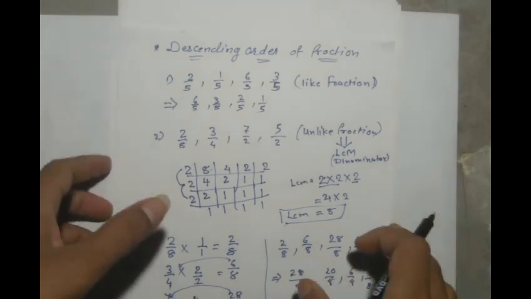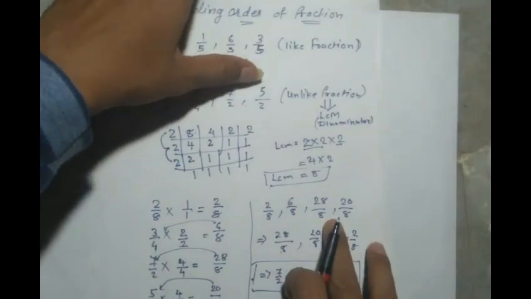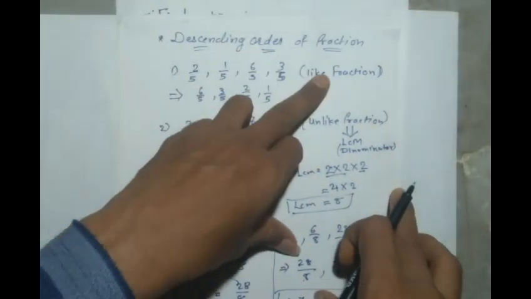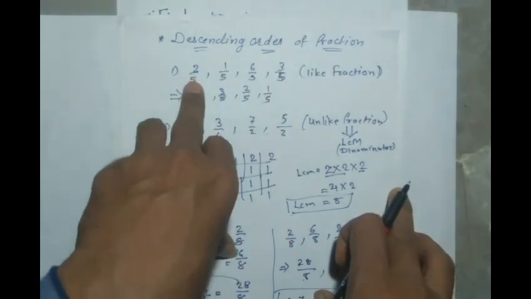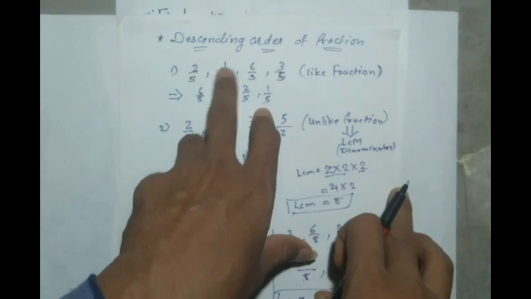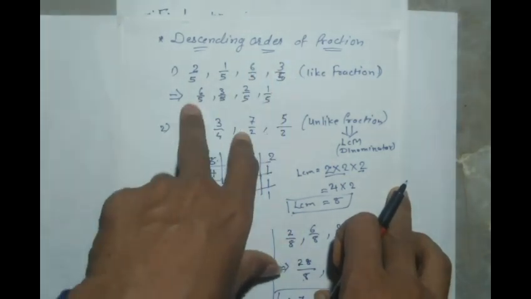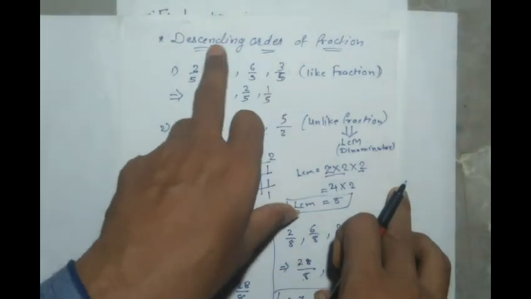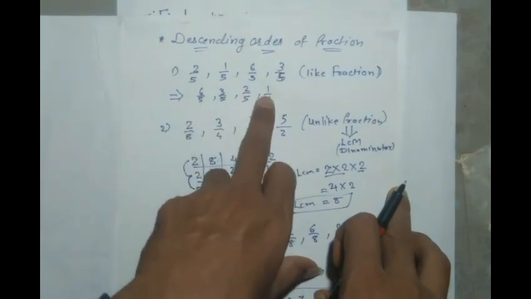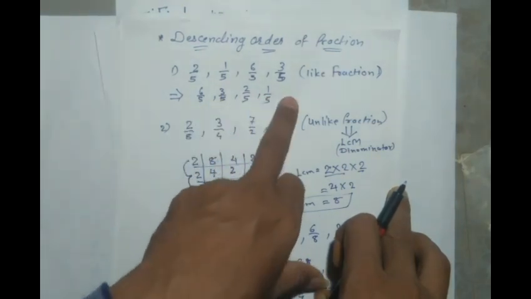It's very easy and simple. Now let's do a recap of the question once again. Descending order of the fractions. First of all, we took like fractions. In like fractions, no need to do anything, you just have to see the numerators and arrange in that order. We are doing descending order here, so we have to arrange from bigger to smaller. So we have arranged here bigger to smaller, 6, 3, 2, 1.